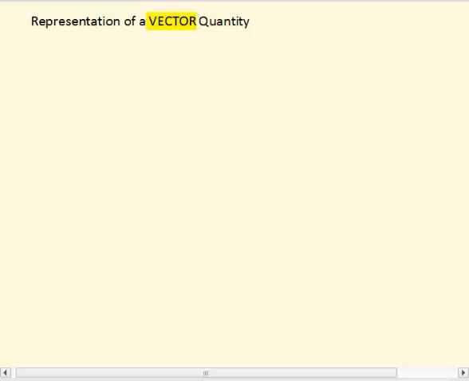Let's try to find out how we are going to represent a vector quantity. We know it is different than scalar quantities, and we'll see how two vector quantities are added, multiplied, subtracted. But first of all, we'll learn how to represent a vector quantity. A vector quantity is represented by an arrow like this, oriented in some specific direction.